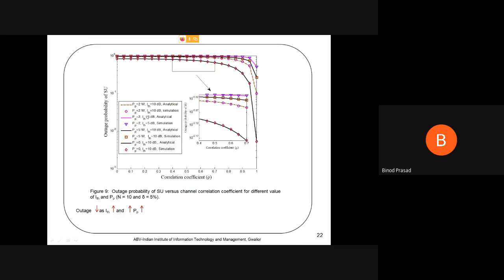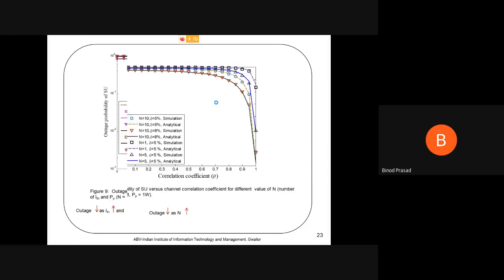If you see an interference threshold of 5 dB and 10 dB, then in that case we are having this approach. If you see this dashed line, this circle is 10 dB, and then this 5 dB is the triangular one. So in that case, obviously the outage probability is very low. I am just trying to correlate how this affects the performance of a CR network.